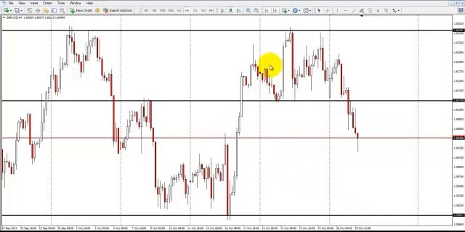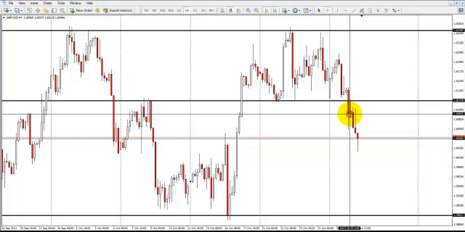Now with this formation here, you can also look for the breakout. Here's your neckline area. Here's your entry point, your stop loss above here. Take profit at previous support and resistance.